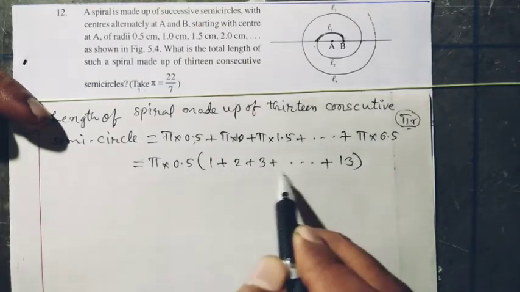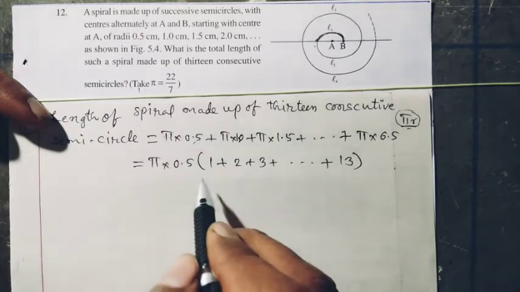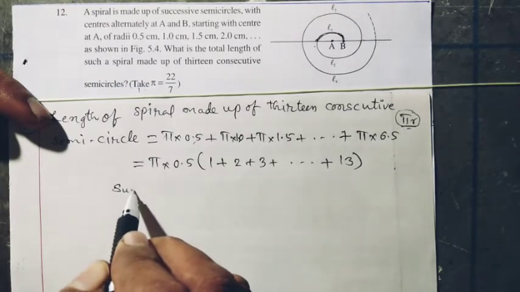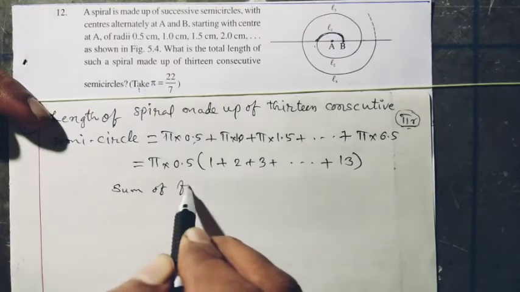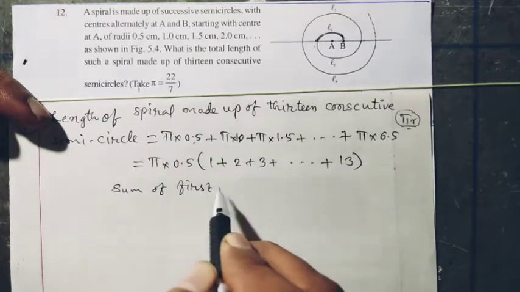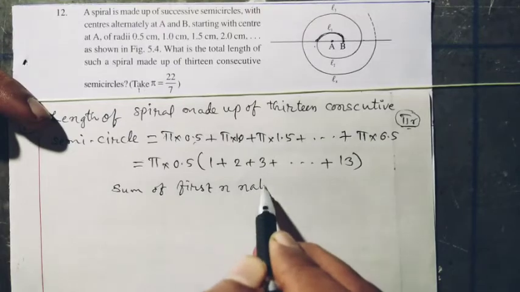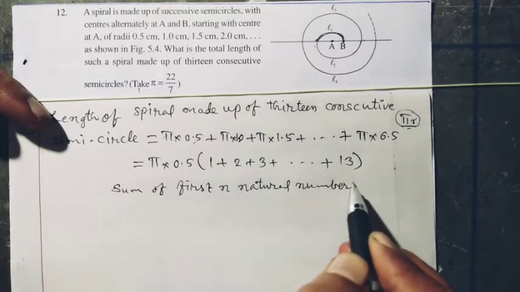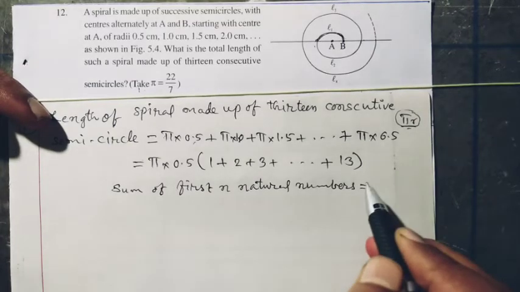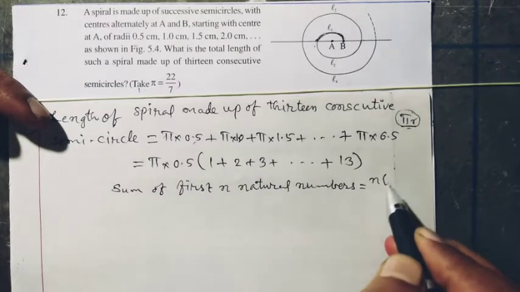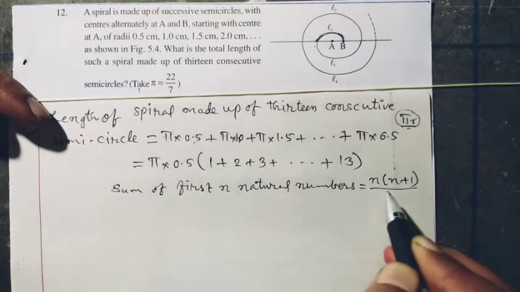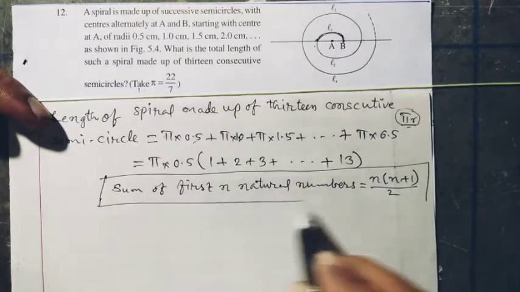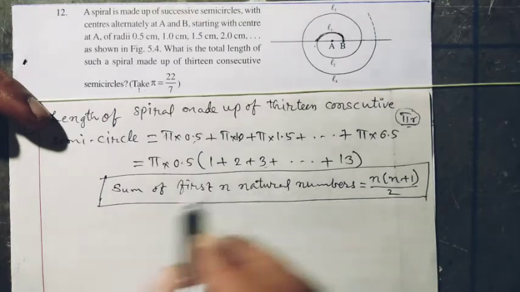So this is in the form of the first 13 natural numbers. We know the formula for the sum of the first n natural numbers: sum of first n natural numbers is equal to n into (n plus 1) by 2. This is the formula, so using this formula we can calculate this.